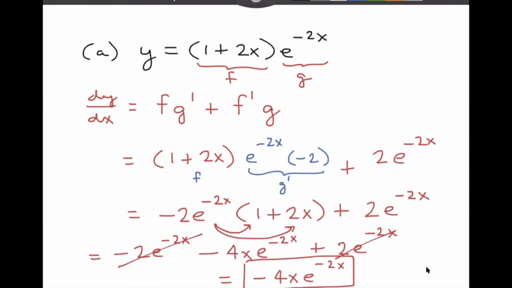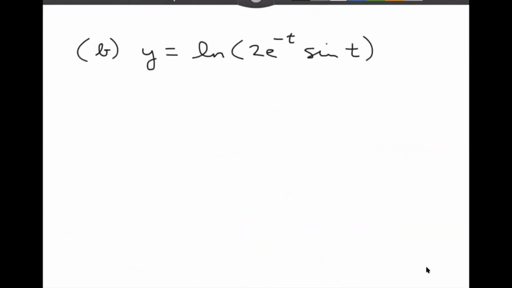All right, next. Y equals the natural log of 2e to the negative t sine t. All right, so the instructions said differentiate, so that means this time we're looking for dy/dt. All right, so first we're going to use the derivative rule for natural log. The derivative of natural log u is 1 over u times the derivative of u, right? So maybe that's worth writing down.